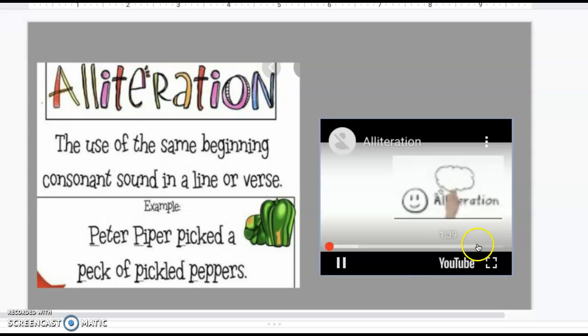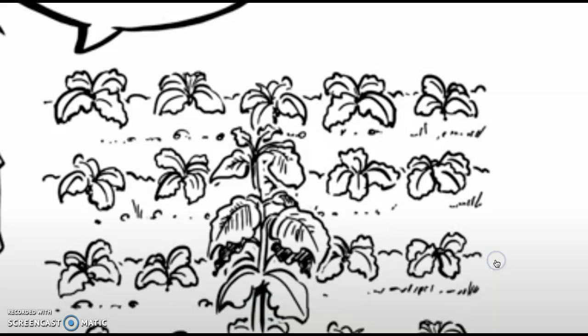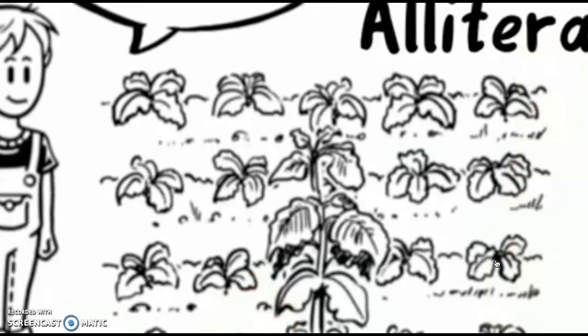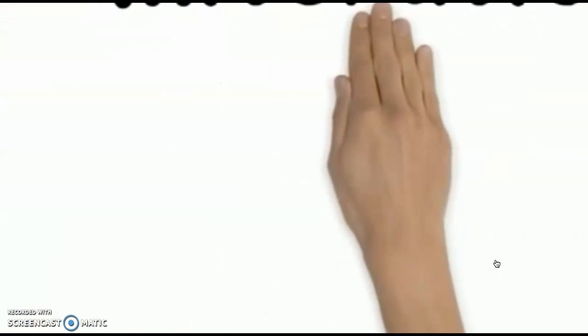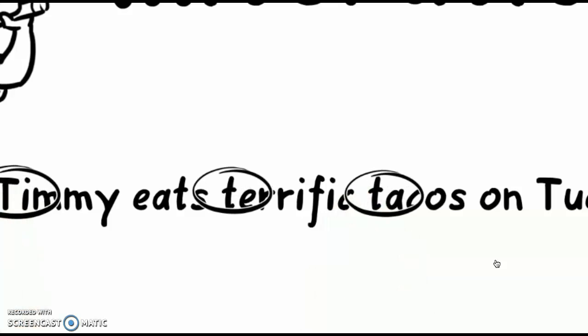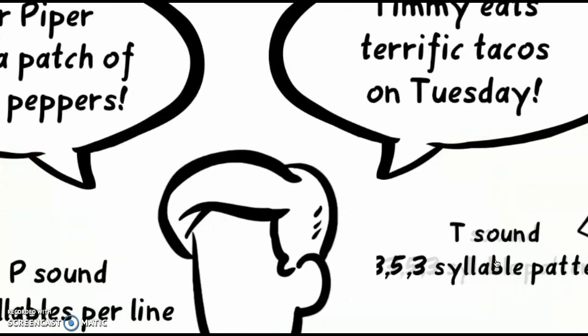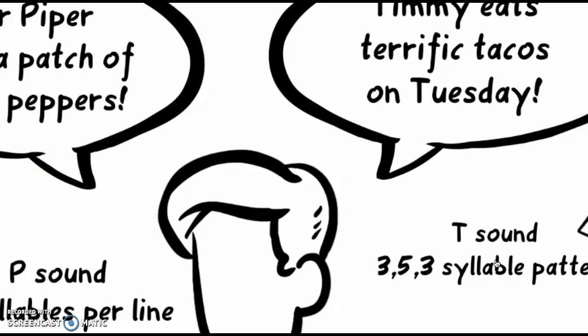Here we go. Peter Piper picked a patch of pickled peppers. Have you heard this before? This is an example of alliteration. Alliteration is a type of literary device that we often see in poetry. Alliteration means that the beginning consonant sounds in words are the same. In these two rhymes or poems, we see consonant sounds repeated, the letter P and the letter T. This adds to the rhythm and beat of the poems.